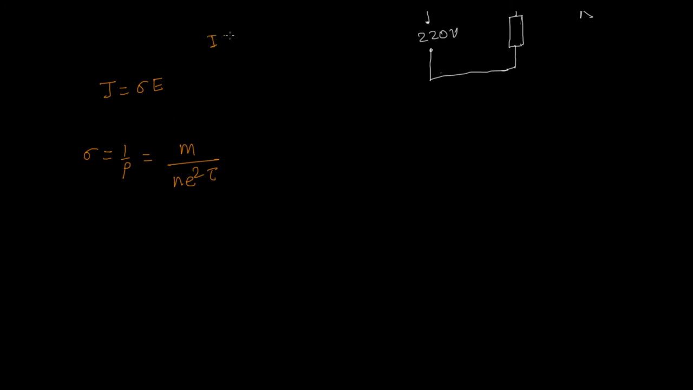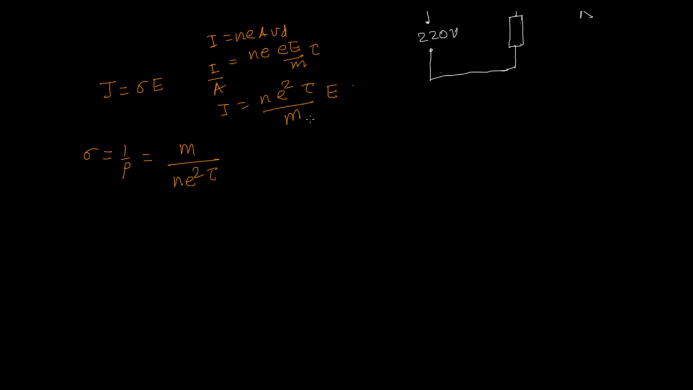We had I equal to n e A Vd. Vd was nothing but I upon A. I bring this here. I upon A will become n e into, what was Vd? Vd was e E upon m tau. Yes. So this became J, and this became n e square tau upon m, E.